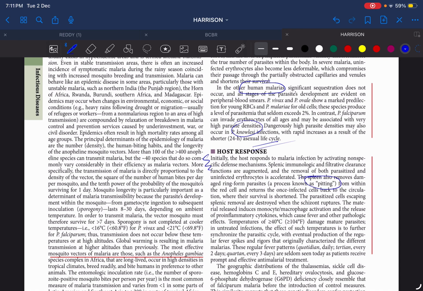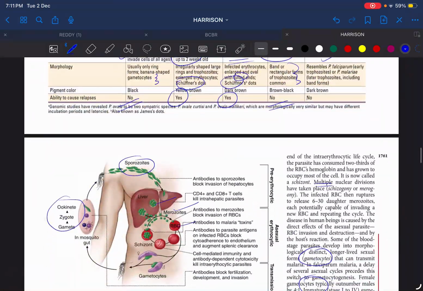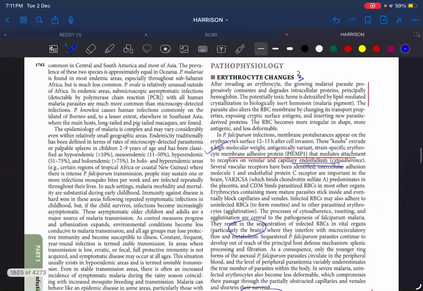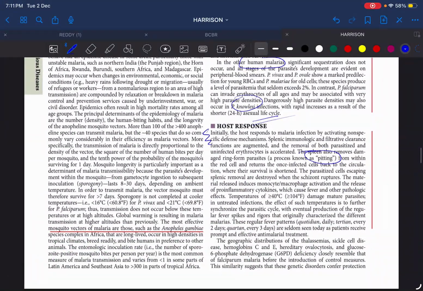And during this time, what will happen? As I told you in the clinical cycle, the liver will produce the merozoites, and the moment the merozoites are released into the bloodstream and start invading the RBCs, the clinical manifestation begins with rupture. And what is the first clinical manifestation the body will show? That is fever. Very, very important. Temperatures of more than 40 degrees Celsius actually damage the mature parasites in untreated infections. That is responsible for the spikes. That is actually responsible for the regular fever patterns.